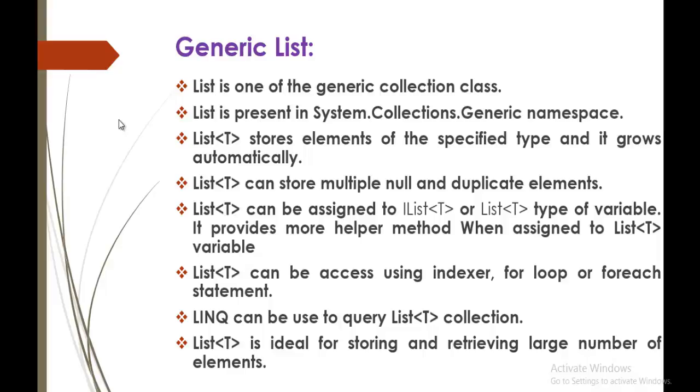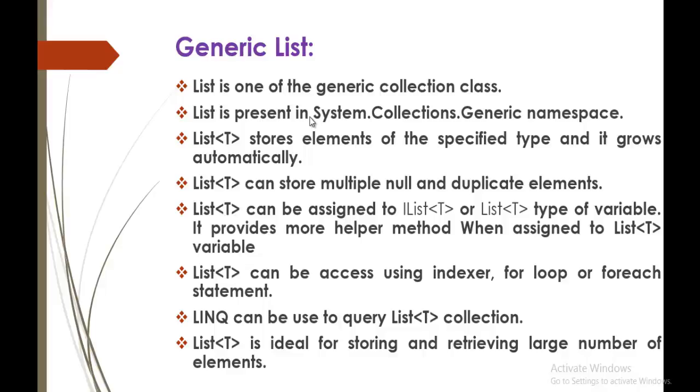By default, whenever you add items, the size of the list grows automatically. And List of T can store multiple null and duplicate elements. We'll see that when we code in Visual Studio. Similarly, a list can be assigned to an IList of T or List of T type variable, and it provides more helper methods when assigned to a List type variable.